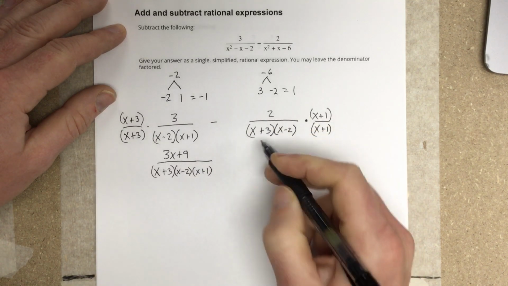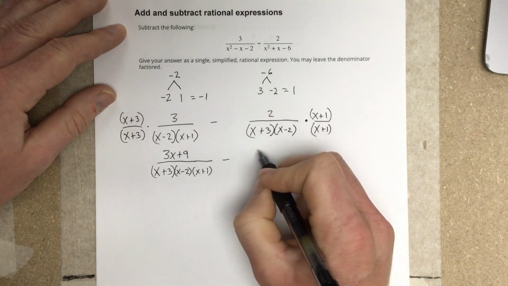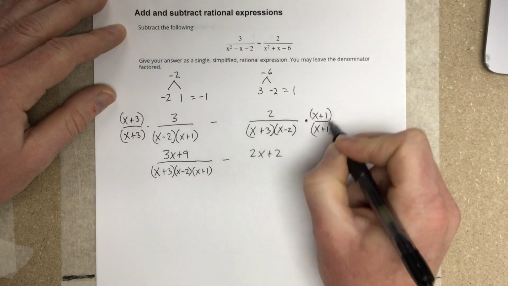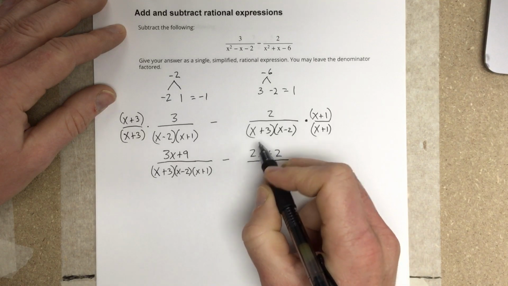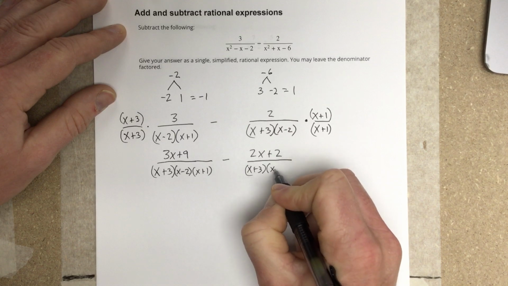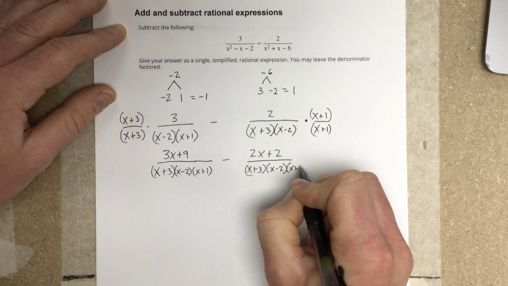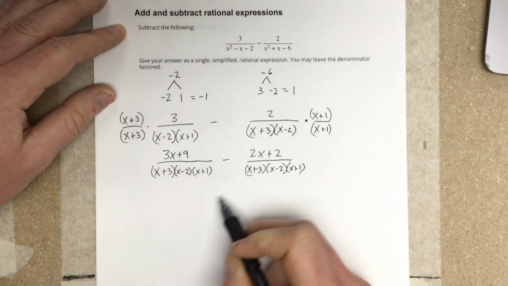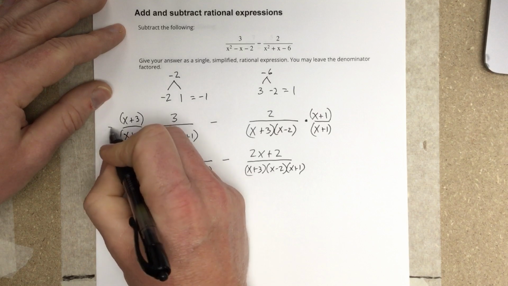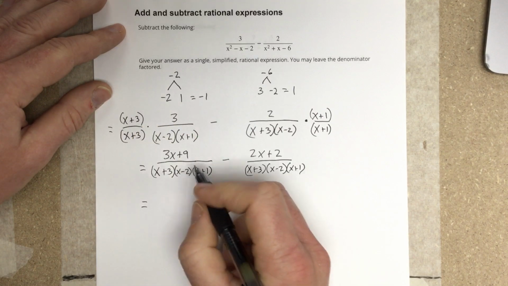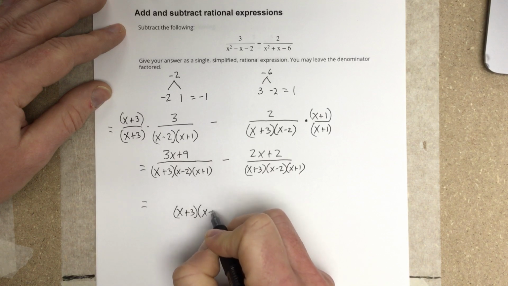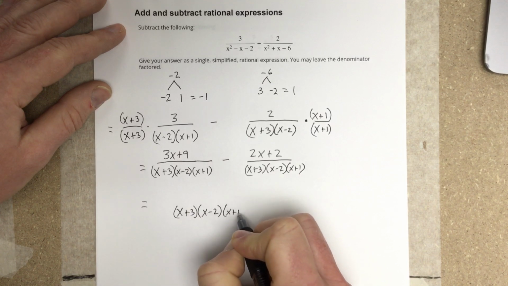And then on this side, we have minus 2x plus 2 when I distribute that 2 to each term. And let's write this denominator the same way, x plus 3, x minus 2, x plus 1. Now when I subtract fractions with the same denominator, right, we just write the denominator below. So we can say that this is equal to x plus 3, x minus 2, x plus 1 for the denominator.